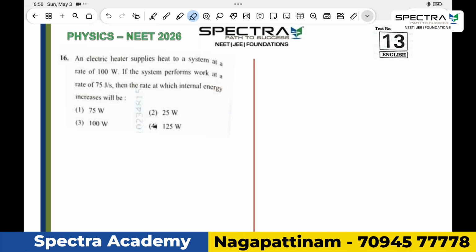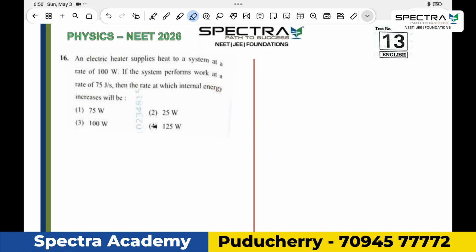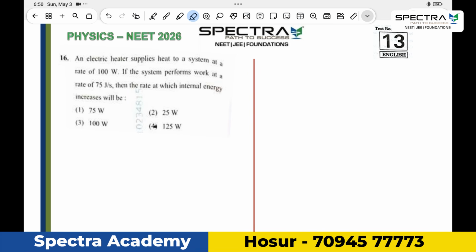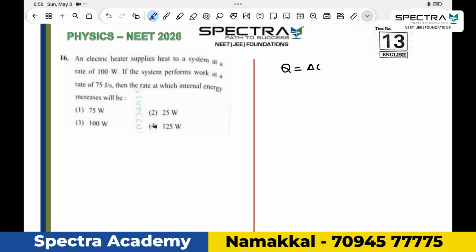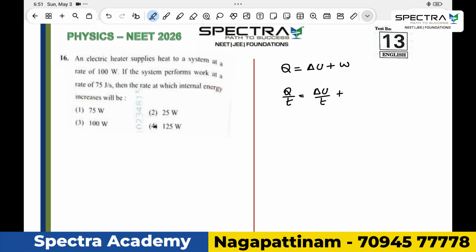The question number 16 is, an electric heater supplies heat to a system at a rate of 100 watt. If the system performs work at the rate of 75 joule per second, then the rate at which internal energy increases will be. So you know that Q is equal to delta U plus W. So you can divide it with time. So Q by T is equal to del U by T plus W by T.